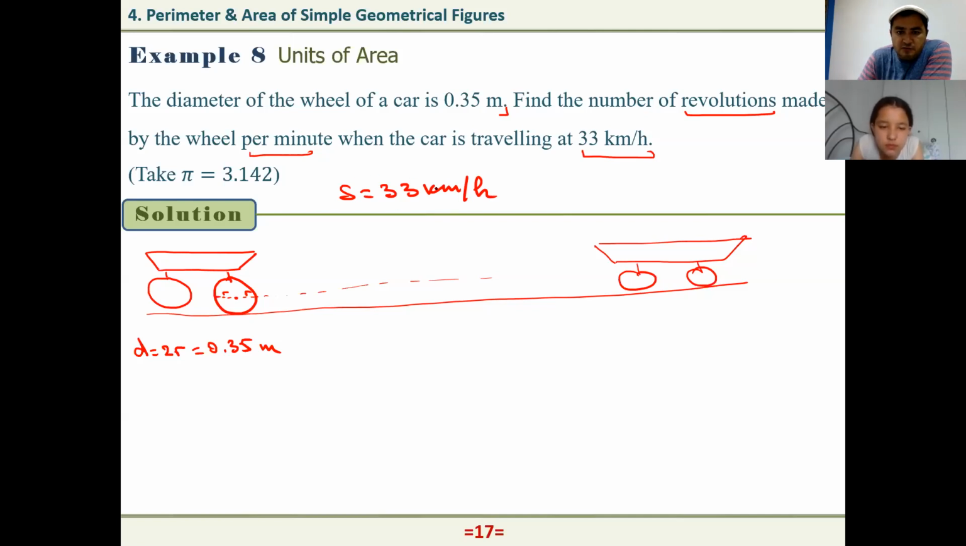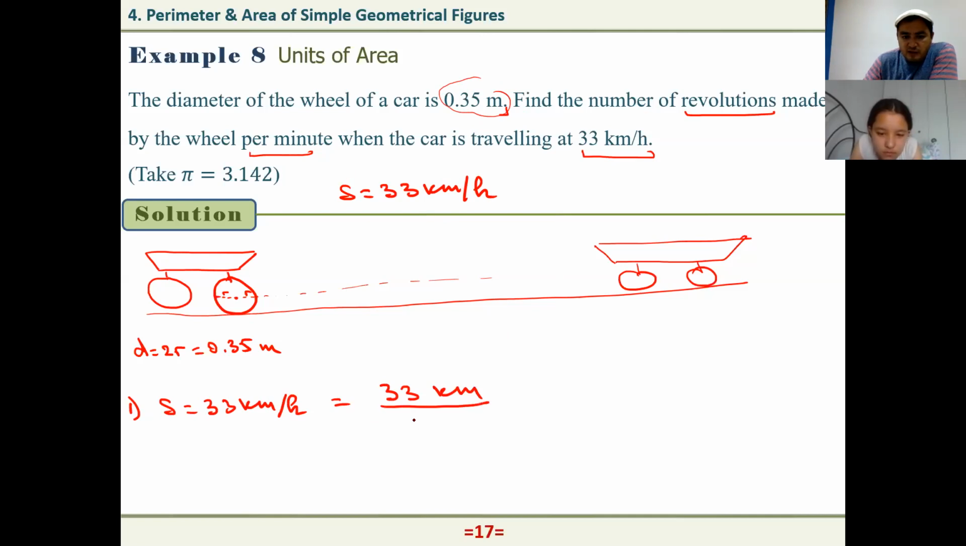I should change this into meters per minute, all right, because here the diameter is given in meters, right? So that's why, as the first step, let me just convert this unit. The speed equals 33 kilometers per hour. What does it mean? It means that every hour, the car is moving 33 kilometers, right? In 1 hour, it means this. So how can I change this into meters per minute? To change this one, we know that 1 kilometer is how many meters, Shahina?